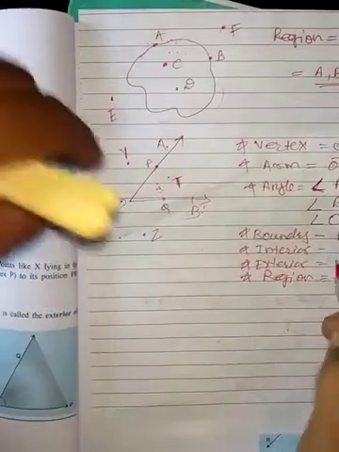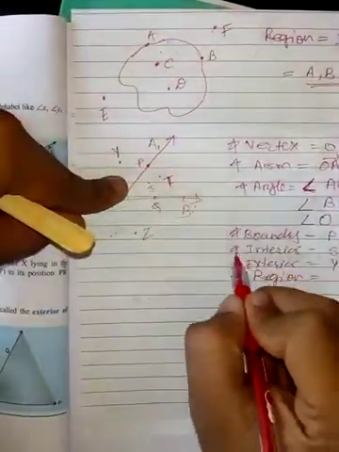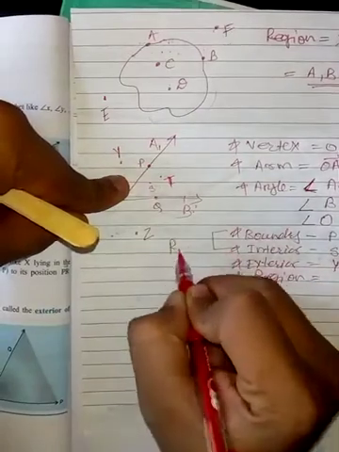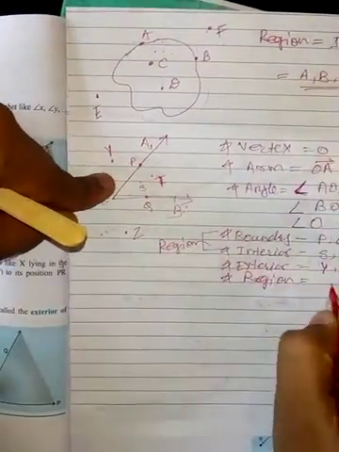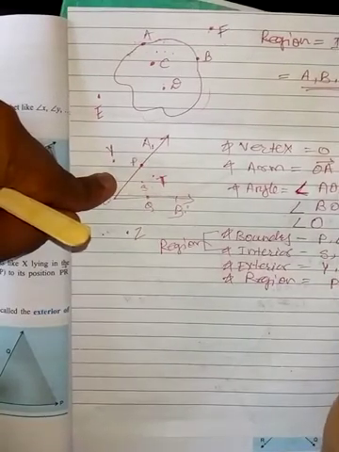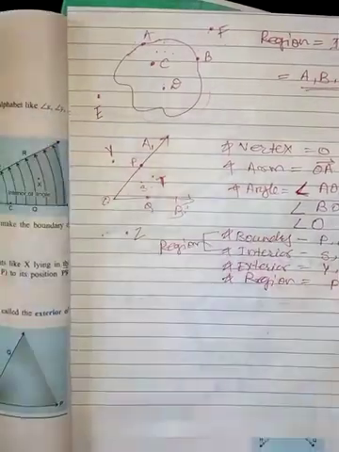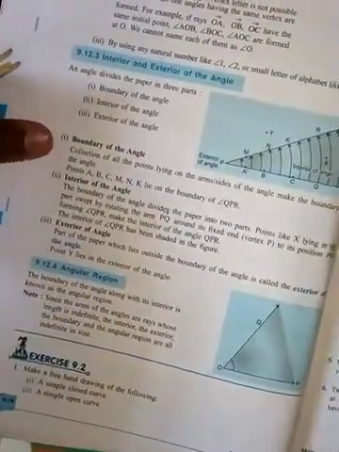And region is what? The interior plus boundary. So interior and boundary together is region. Okay, so what is that point? P, Q and S, T, they are on the region of the triangle. So this thing, as you understood. Now let me see the question, exercise 9.2.